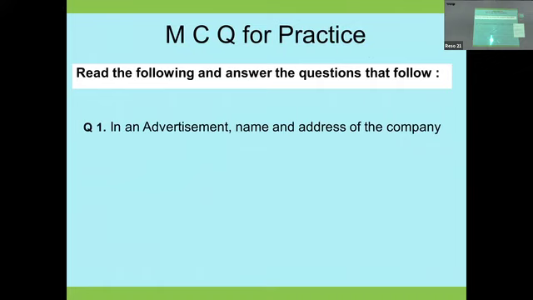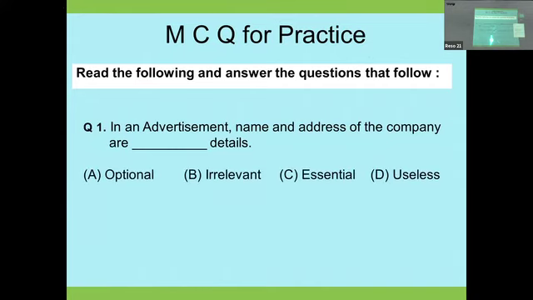In an advertisement, name and address of the company are dash details. Or in the advertisement of situation vacant column, the name and address of the company are dash details. Optional, irrelevant, essential or useless. In the advertisement of situation vacant, I am highlighting this question. What will be the answer? A, B, C or D?